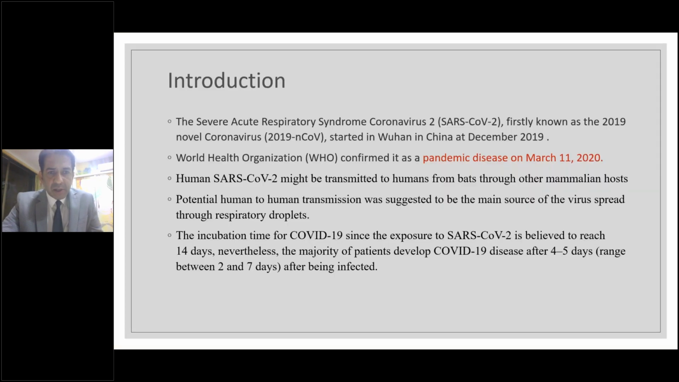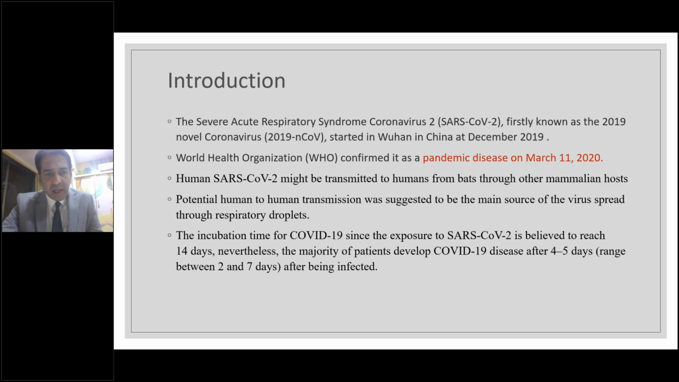The severe acute respiratory syndrome coronavirus 2, also called SARS-CoV-2, was known in December 2019, and it started in Wuhan in China. The World Health Organization, WHO, confirmed it as a pandemic disease on March 11, 2020.